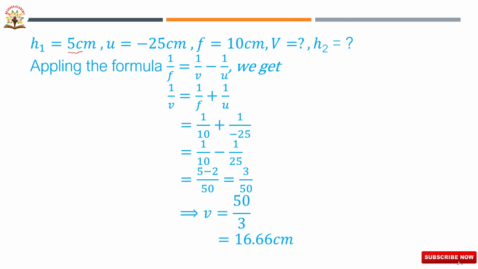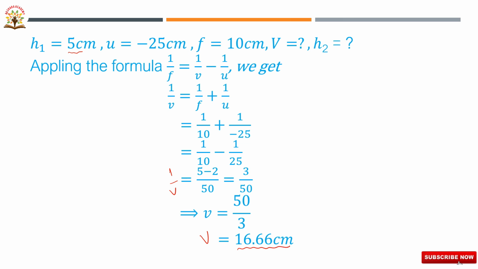Now we are taking LCM: 1 by 10 minus 1 by 25. The LCM of 25 and 10 is 50. 10 fives are 50, 25 twos are 50. So 5 minus 2 is equal to 3, so 3 by 50. We are getting 1 by V is equal to 3 by 50, V is equal to 50 by 3. So the image distance we are getting is 16.66 centimeters.